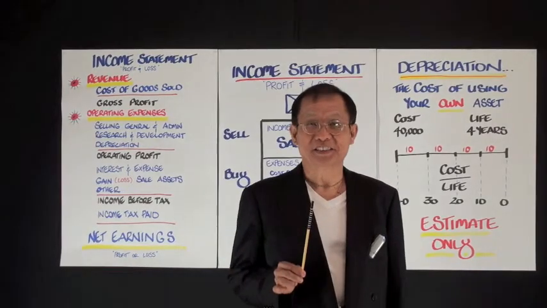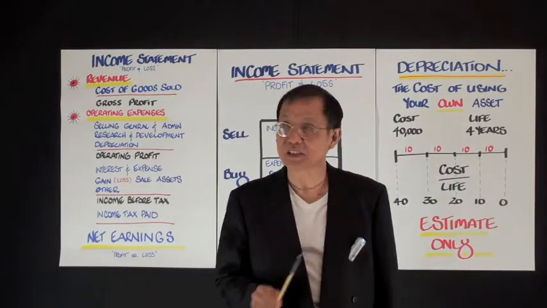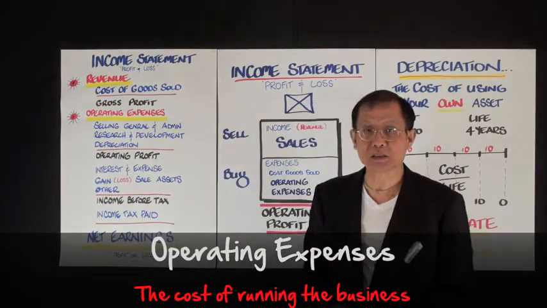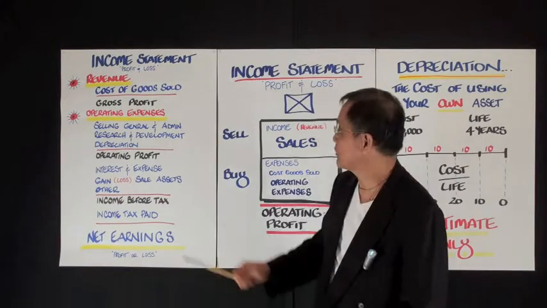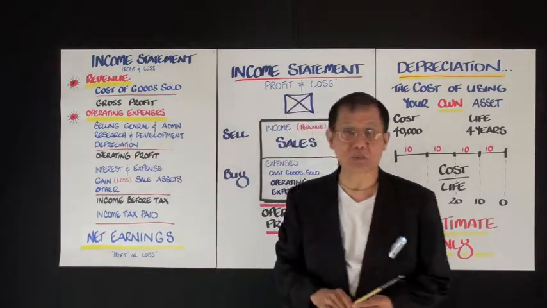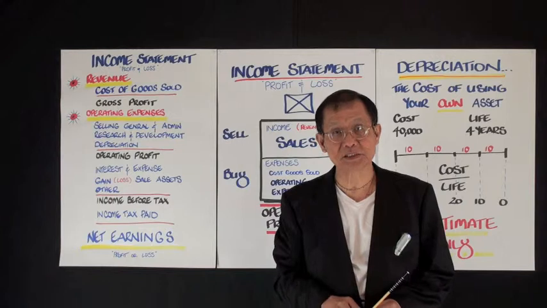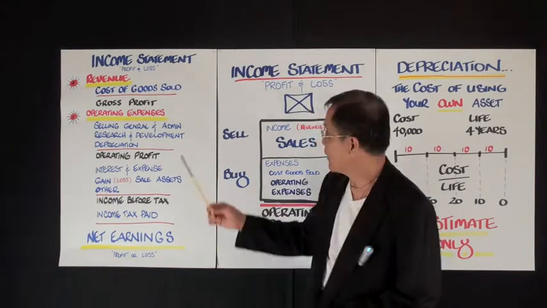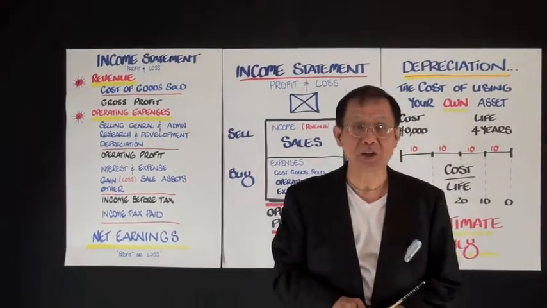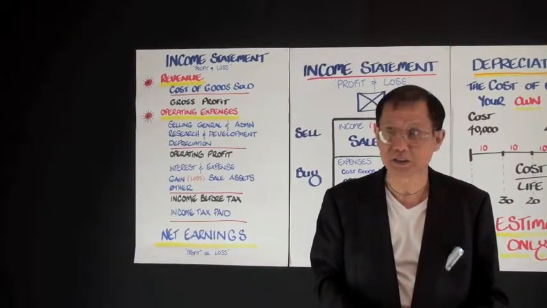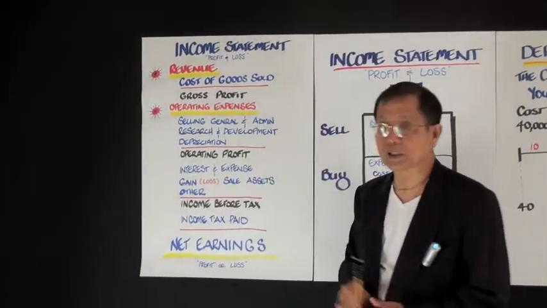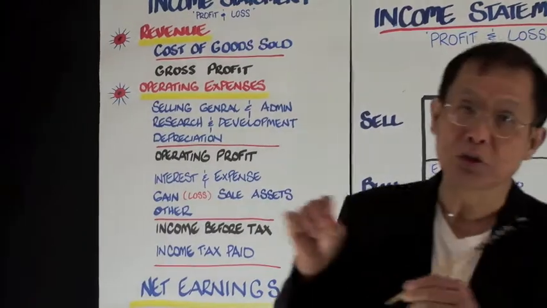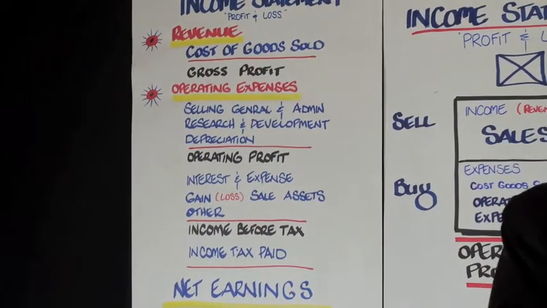So what is depreciation? Depreciation is part of the operating expenses. Operating expenses are costs of running the business. We have sales and general administration expenses. Sales expenses is cost of selling the product. Administration expenses is cost of running the company, the organization. Research and development expenses are costs of developing new product or improving the old product.